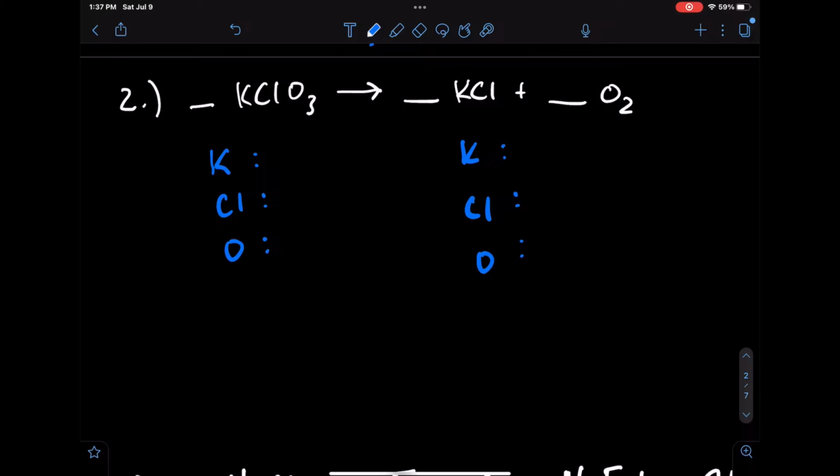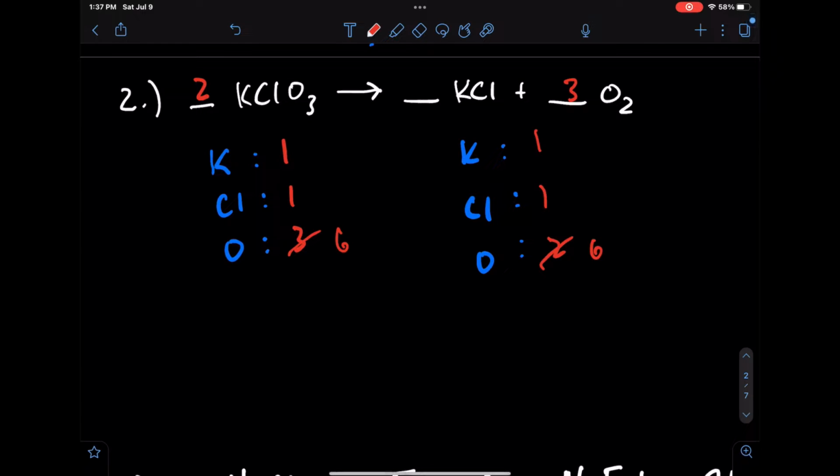So we're going to start this one off. Right now we have 1 potassium, 1 chlorine, and 3 oxygen on the left. And over here we have 1 potassium, 1 chlorine, and 2 oxygen. For the potassium and chlorine, they're both 1 as of right now, so they're balanced. However, the oxygens are not. So to balance these out, we're going to add a 2 right here and a 3 right here. So now we have equal amounts of oxygen.